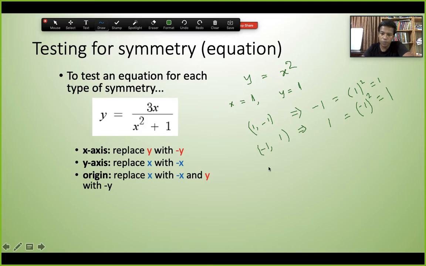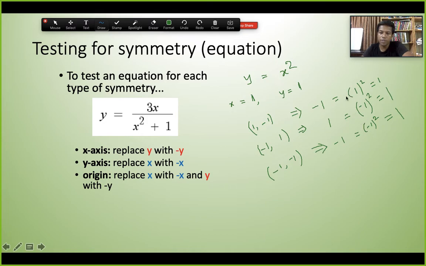Then if we replace both of them, then what happens? Minus 1 comma minus 1. Then it becomes minus 1, then minus 1 whole square. So ultimately it becomes plus 1.